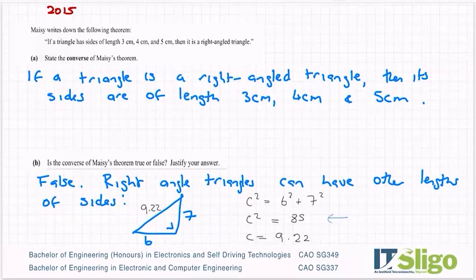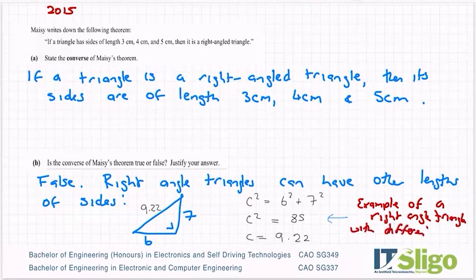I would do this: an example of a right-angled triangle with different sides. Of course, you could have just done a different example there as well. That would have been perfectly fine. And give an example of a triangle with equal sides or with different sides. Okay.